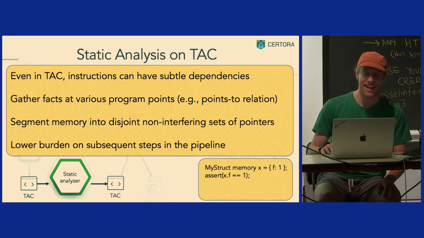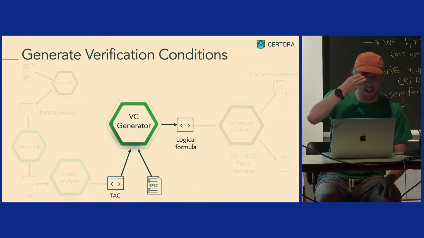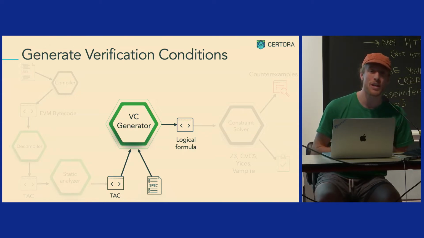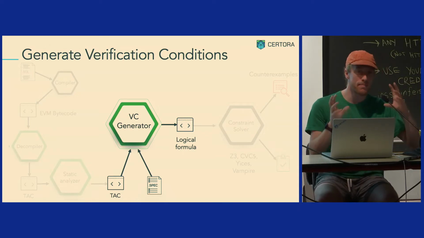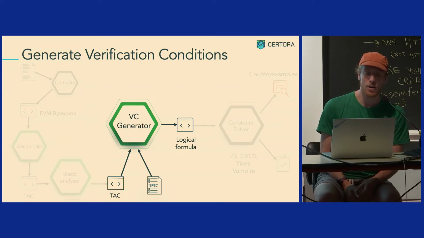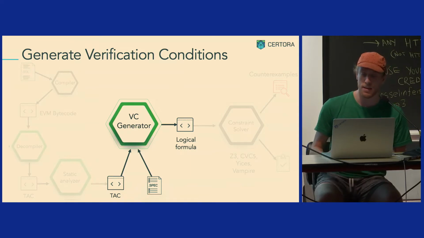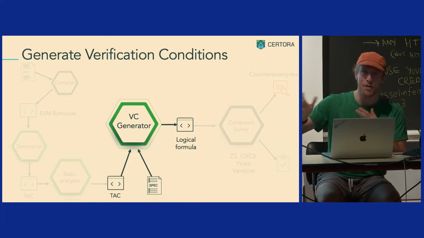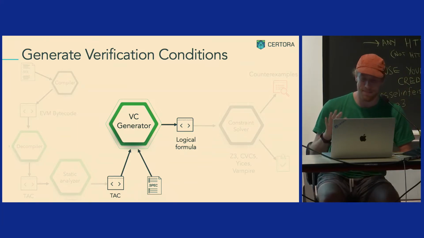Right. And then the next part of the pipeline, once we get all these optimizations in, then it's time to encode this program-ish into a mathematical formula. So VC stands for verification conditions. This is a type of encoding of a program. What are the conditions under which we verify this program, more or less?